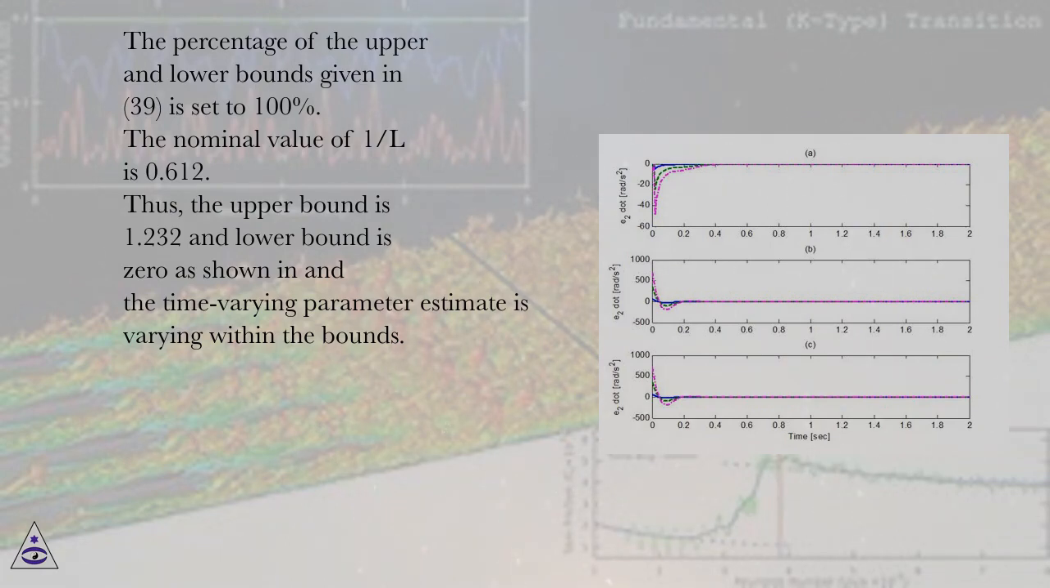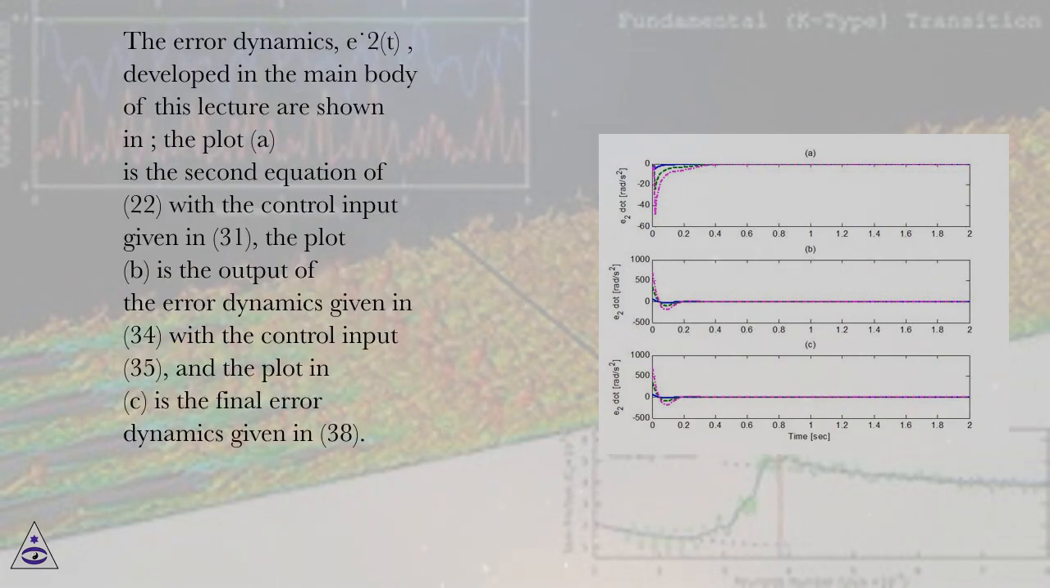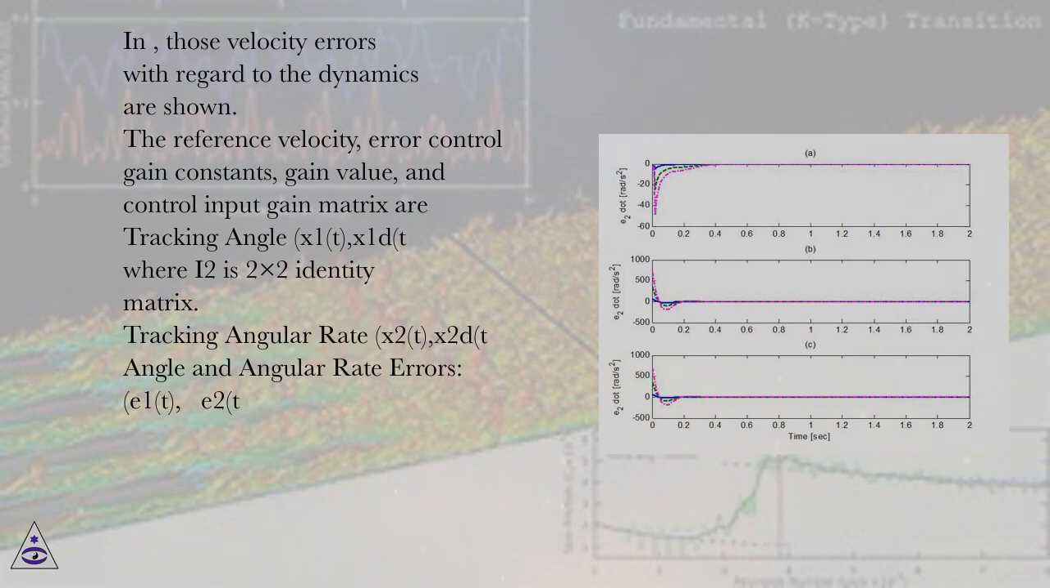Thus, the upper bound is 1.232 and the lower bound is 0 as shown, and the time-varying parameter estimate varies within the bounds. The aerodynamics E2t, developed in the main body of this lecture, are shown in the plot. Plot A is the second equation of 22, with the control input given in 31, plot B is the output of the aerodynamics given in 34, with the control input 35, and plot C is the final aerodynamics given in 38. In those, velocity errors with regard to the dynamics are shown.